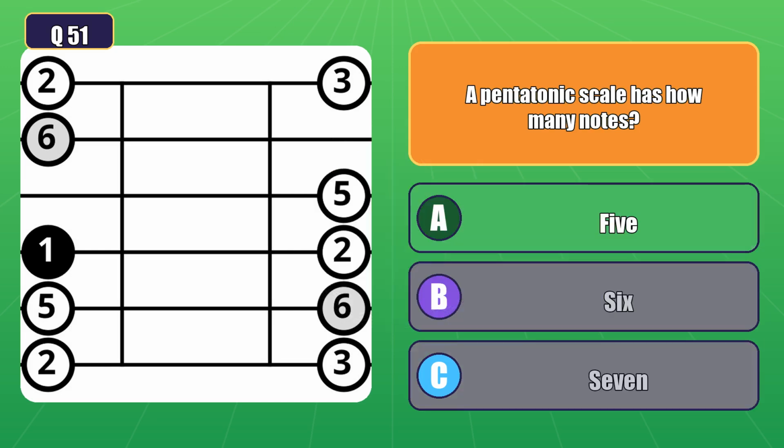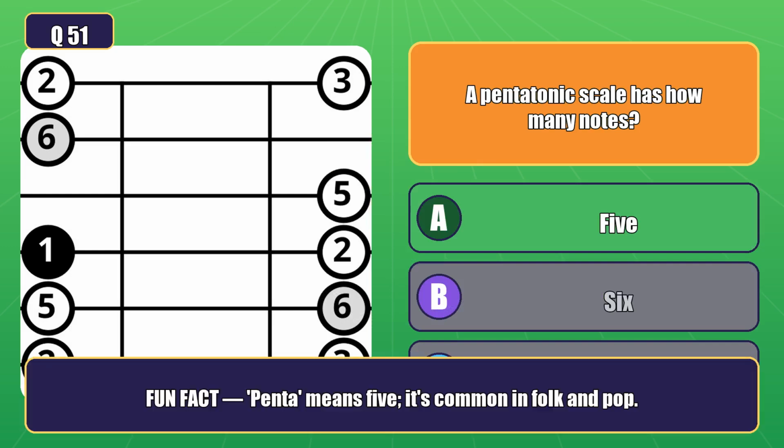The answer is 5. Fun fact, penta means 5. It's common in folk and pop.